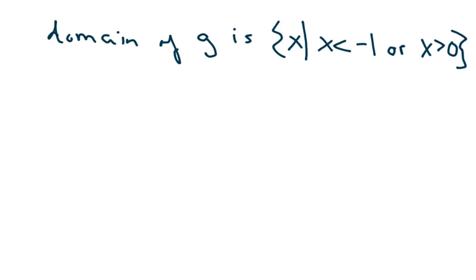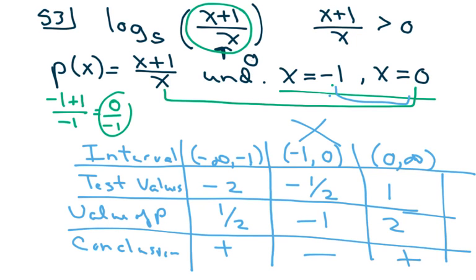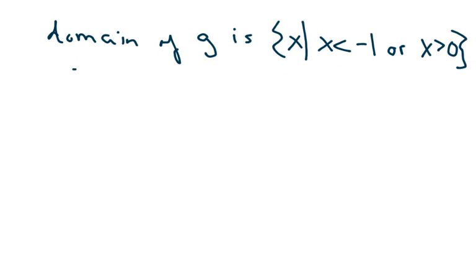So I'm going to go back and show you why. This is where x is less than -1. We can't use this. This is where x is bigger than 0. And that's exactly what I wrote here. Okay?